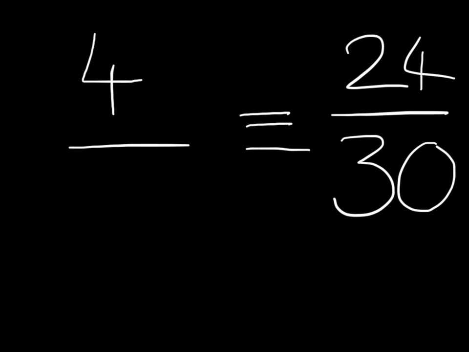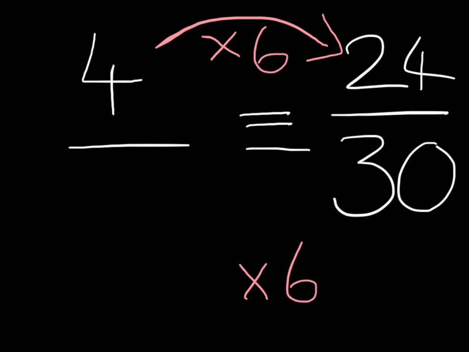And it doesn't matter where our missing number is. Here, you can see I've got my 2 numerators. So I start with a 4. What can I do to the 4 to make it into 24? I can times it by 6. Now, what times 6 equals 30? And my answer is 5. So 4 fifths is equivalent to 24 thirtieths.